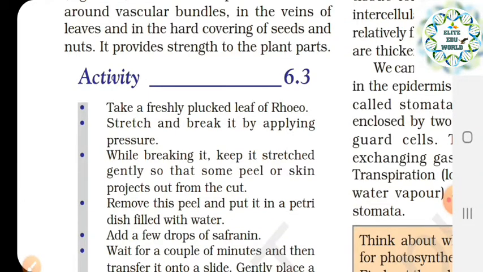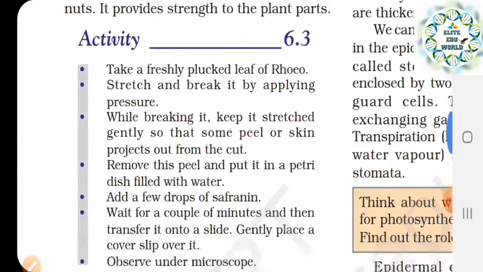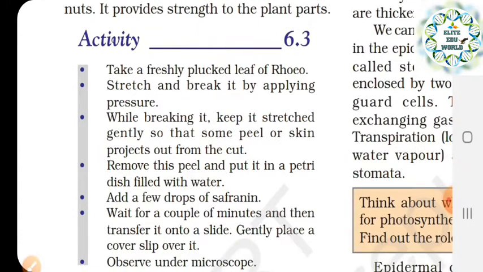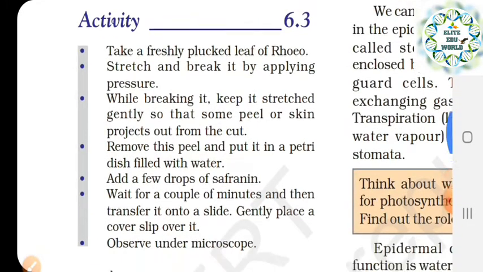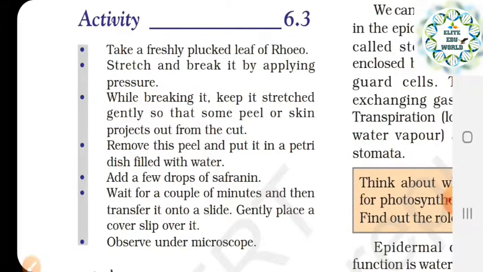Now we will start the next session, and we will start with an activity. What is this activity actually? You have to take a fresh leaf of Rhoeo, stretch it and break it by applying pressure.